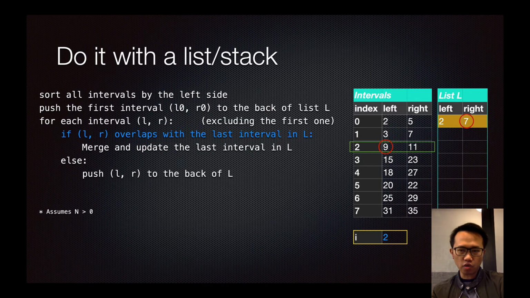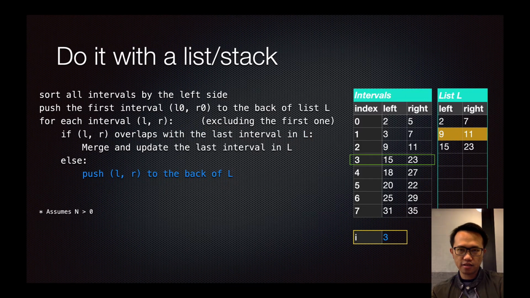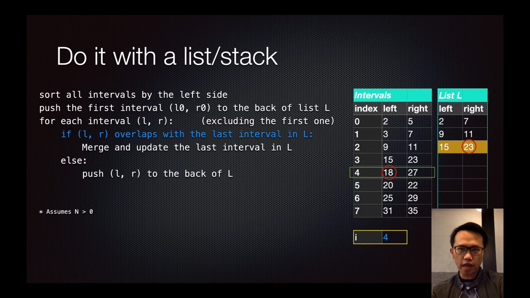You go to the next interval, and they don't overlap. And so what you do here is you push that to the back of the list. The next interval also doesn't overlap, and you also push it to the back of the list. The next interval does overlap, and you do need to merge and update and stretch the right-hand side from 23 to 27.